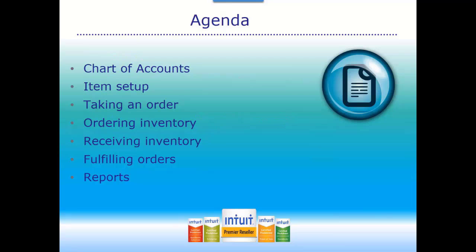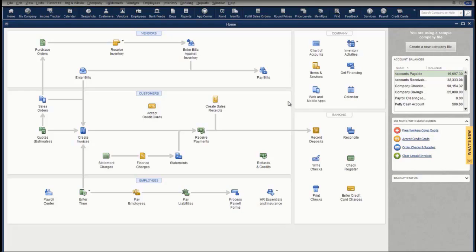Here's what we'll cover today. First, we'll talk about the chart of accounts. Then we'll go into item setup. We'll show you how to take an order. And then we'll go through the process of ordering inventory. We'll show you how to receive inventory, and we'll show you how to fulfill your orders. Then we'll show you the reports that are the most important to wholesalers and distributors. Now let's go ahead and get started.